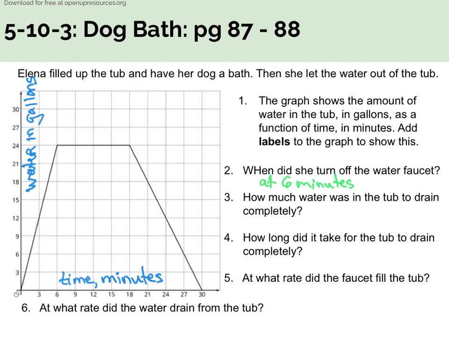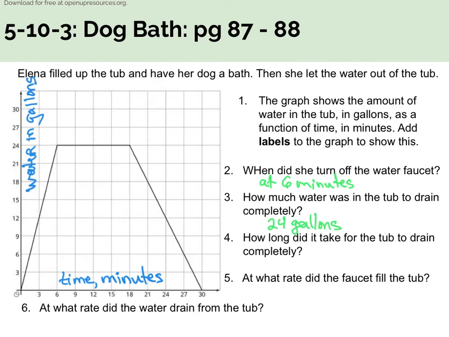All right, number 3, how much water was in the tub before it drained completely? So go ahead and pause, answer that question, and then come back to me. So as far as here, this is how much water is actually in the tub. And let's look over, what is that? Oh, that's going to be 24. But we have to put a label with that. That's going to be 24 gallons.